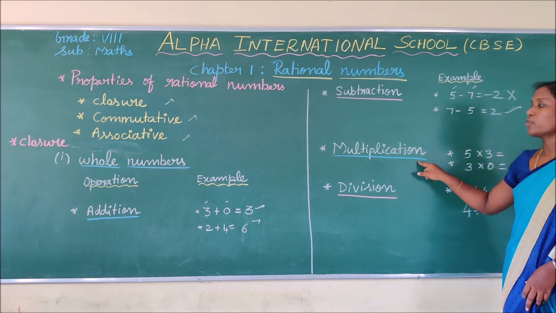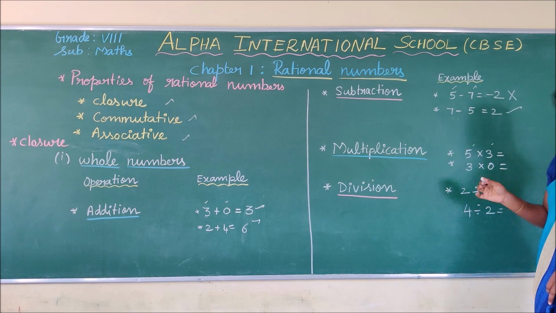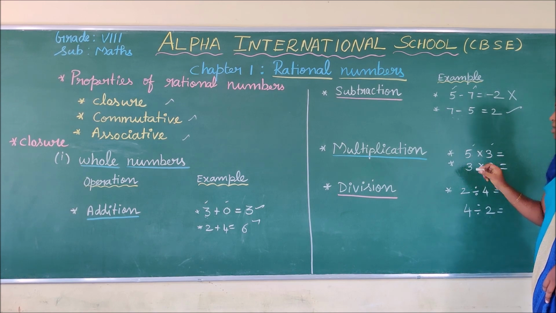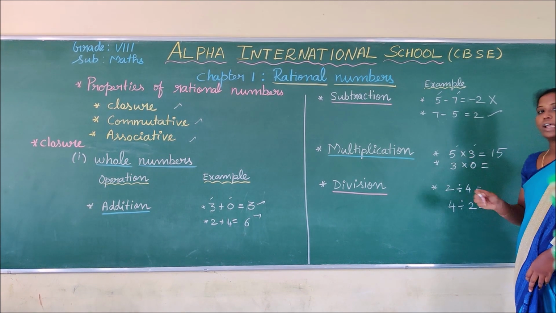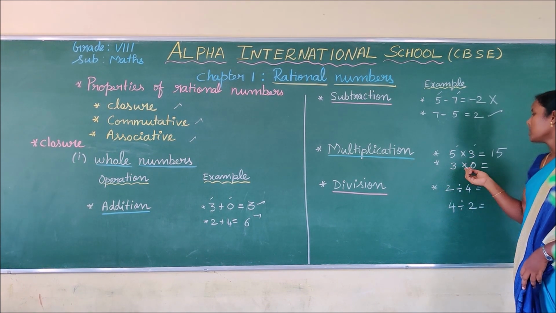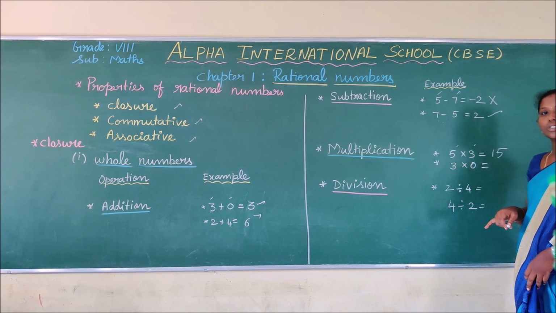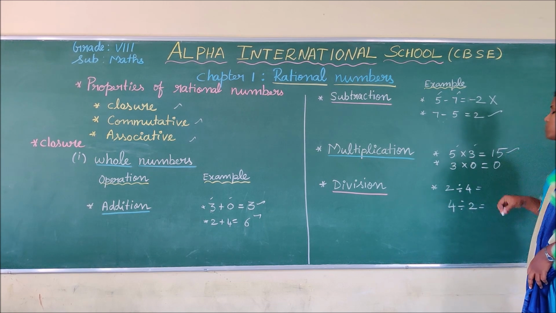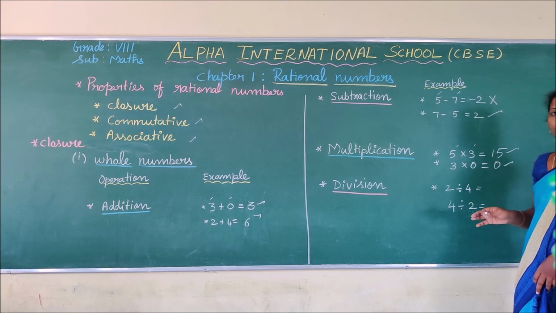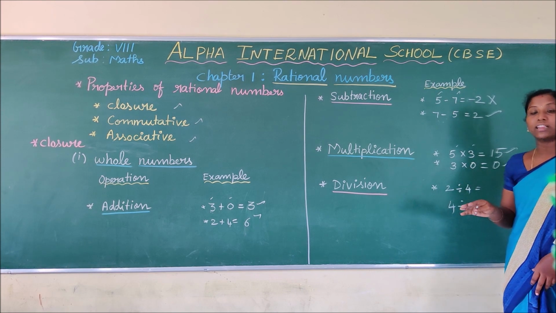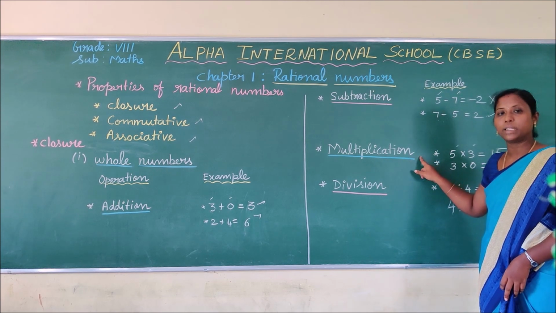Now we are going to check the next operation, multiplication. Again, we are choosing two whole numbers. 5 is a whole number, 3 is a whole number. What is the result of 5 into 3? 15. And another example, 3 into 0. 0 is a whole number, 3 is also a whole number. What is the value of 3 into 0? 0. So check, 15 is a whole number? Yes. 0 is also a whole number. So for two random examples, we get the result as a whole number. So we can say that the whole numbers are closed under multiplication.